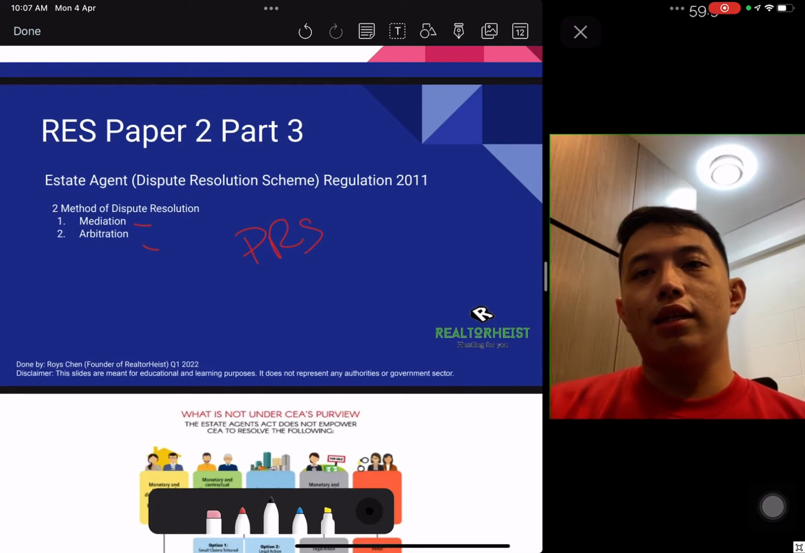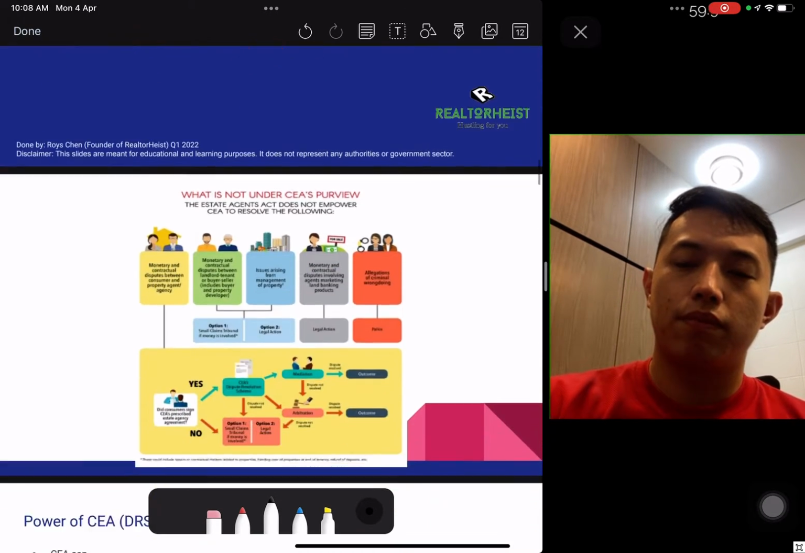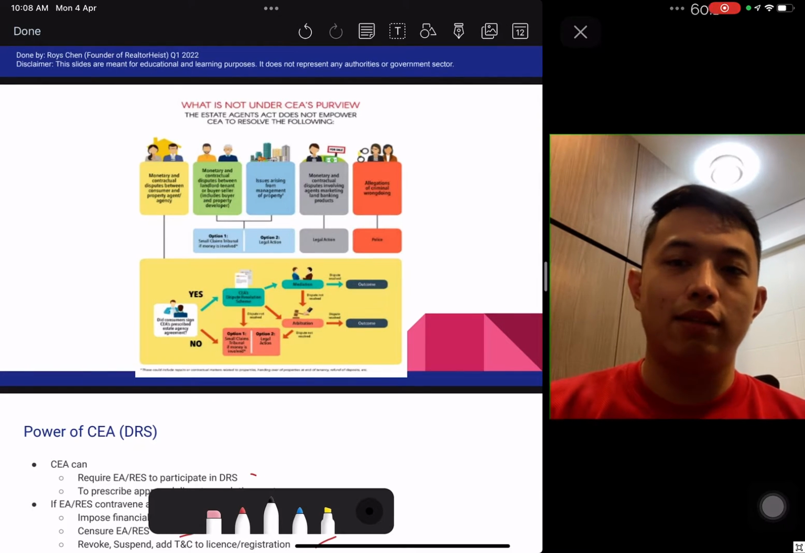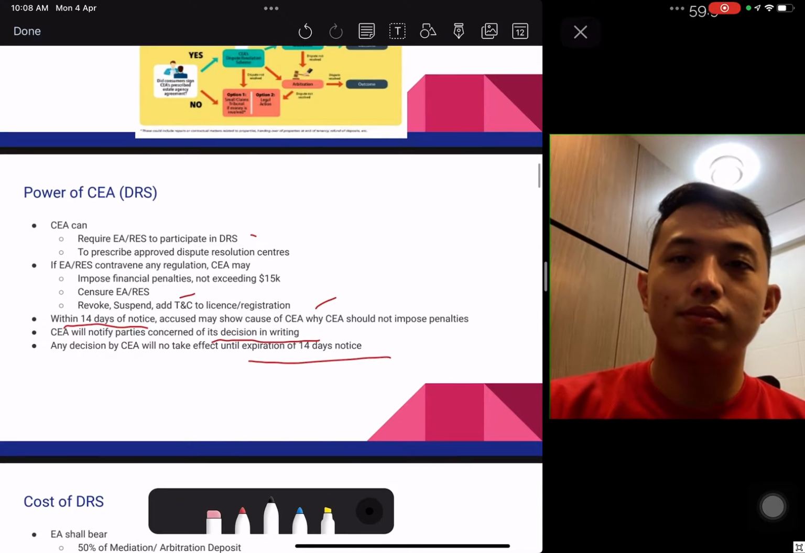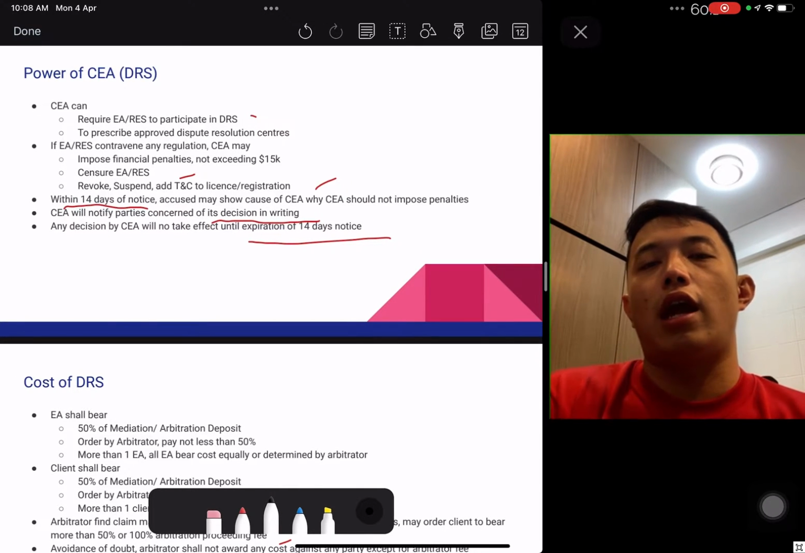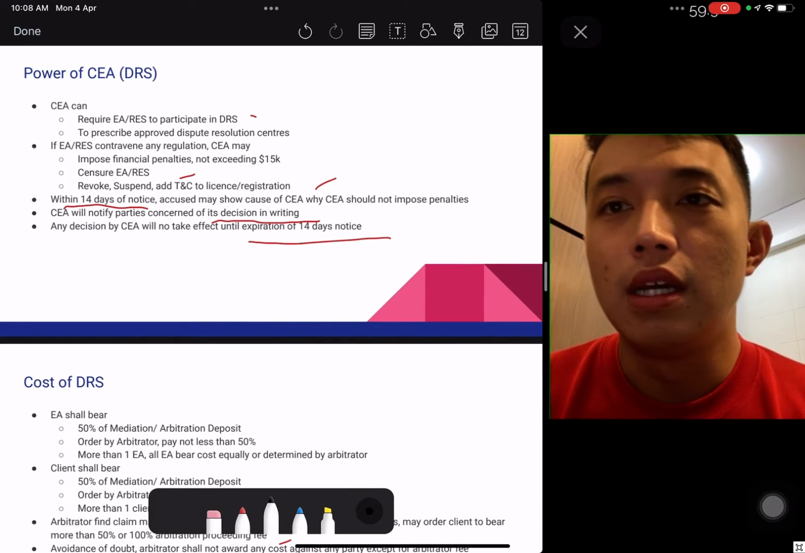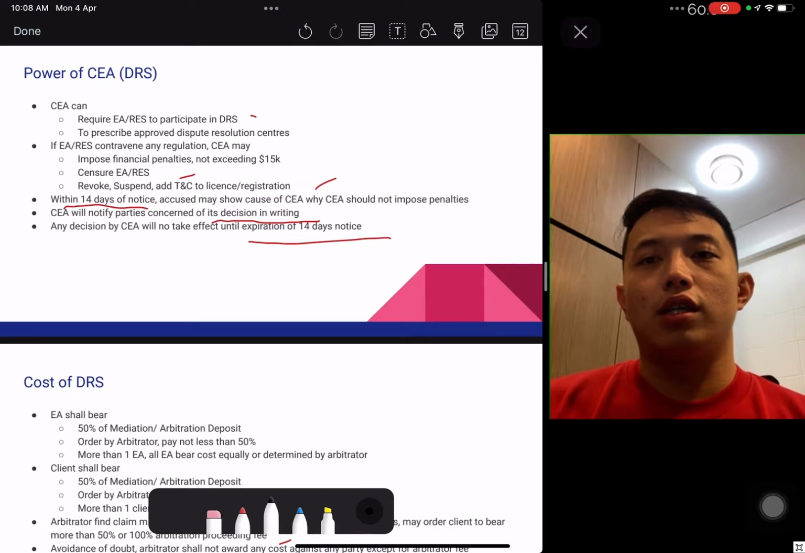Under the dispute resolution scheme, there are only 2 types: one is mediation, one is arbitration. This is the same thing again, I'll just proceed on. CA can require every single RES to participate in the DRS, Dispute Resolution Scheme. They can only use the approved subscriber dispute resolution centers.